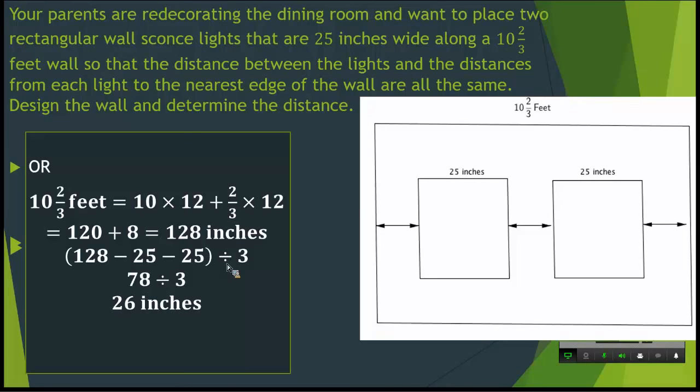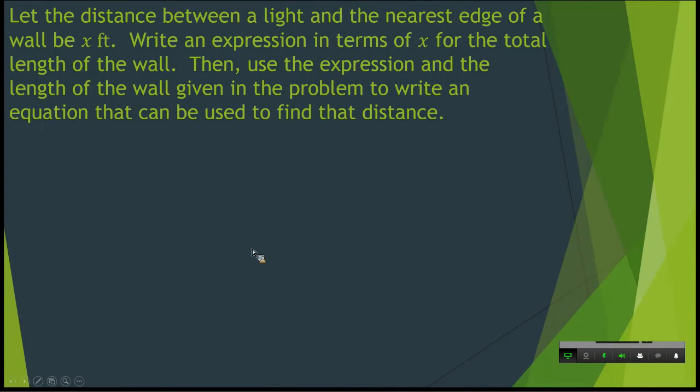Let's continue on. So now, let the distance between a light and the nearest edge of the wall be x feet. Notice we're still branching off from the previous problem, except now we're saying the distance between a light and the nearest edge of a wall be x. Write an expression in terms of x for the total length of the wall. Then use the expression and the length of the wall given in the problem to write an equation that can be used to find that distance.